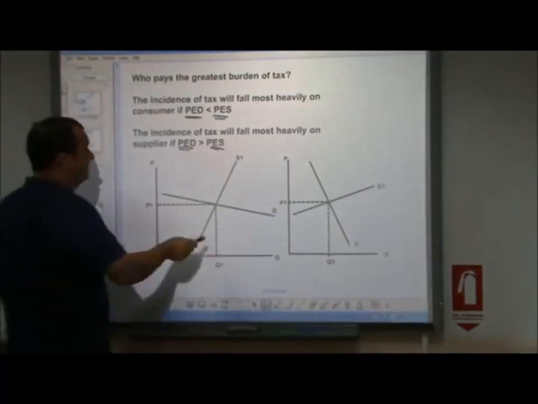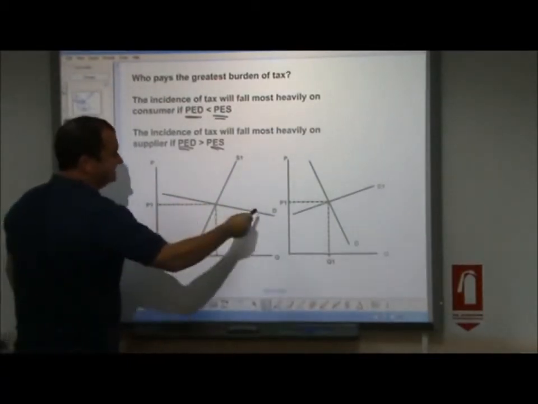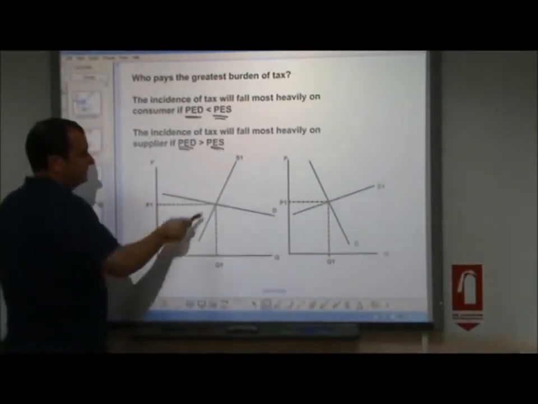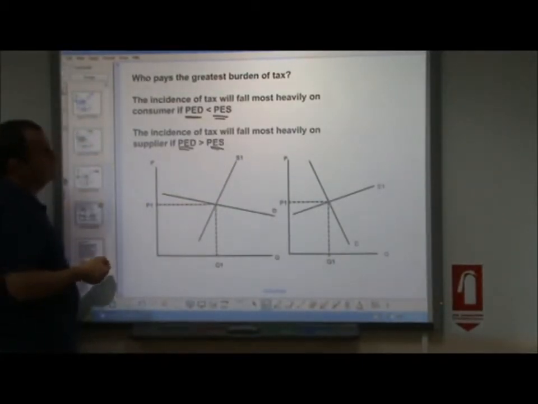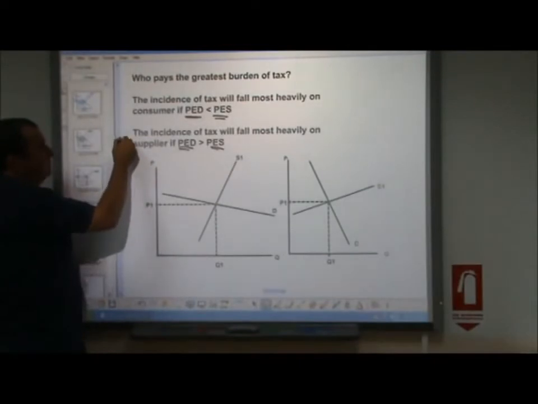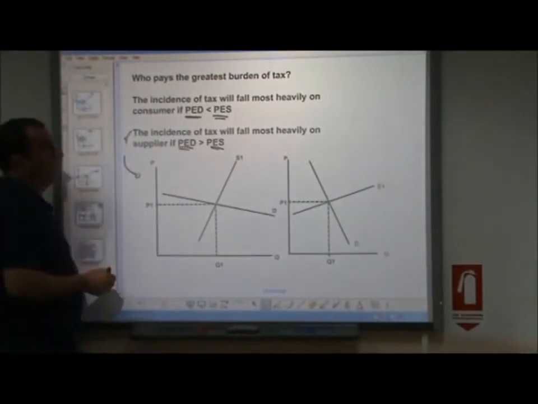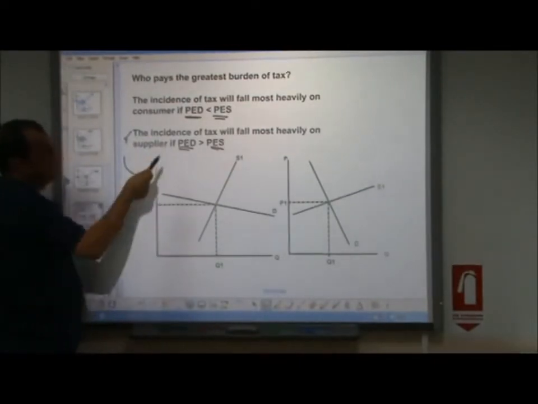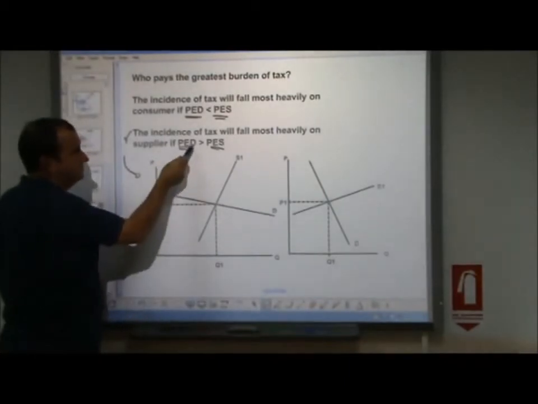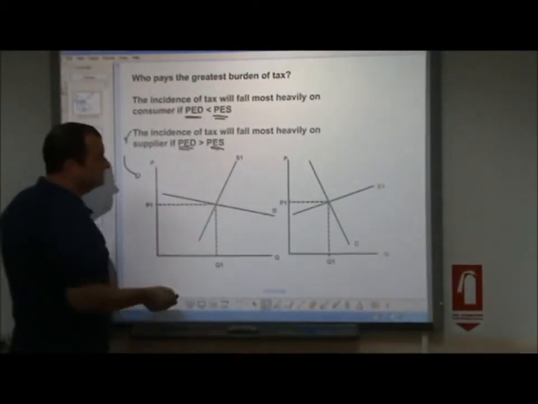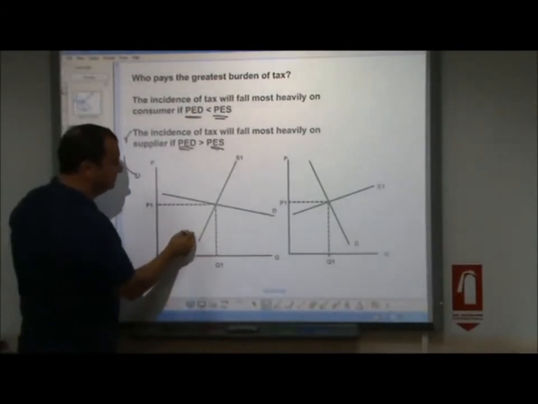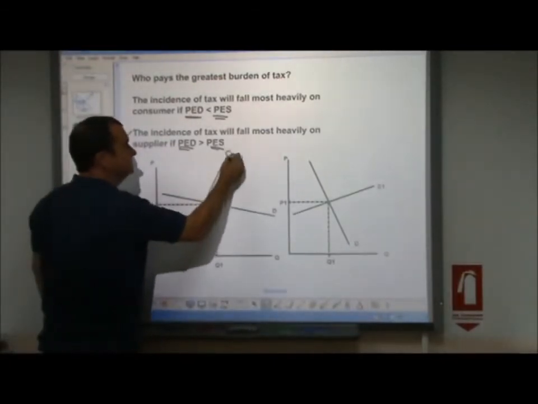Here we have a diagram. The elasticity of demand is pretty elastic, and the supply is pretty inelastic. I suspect that this is going to be an example of this one, where we're going to see mostly the supplier pays the tax because the elasticity of demand is greater than the elasticity of supply. But let's explore it. Let's imagine a tax gets imposed. I'll make it a unit tax. There it is, there's the unit tax.